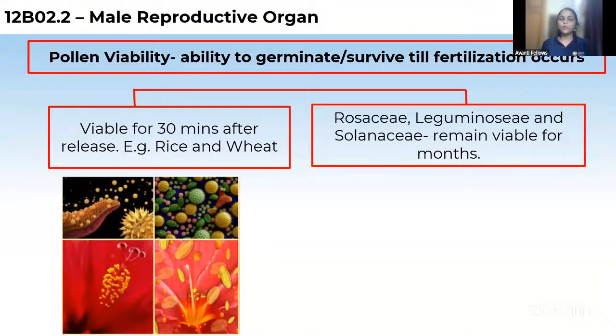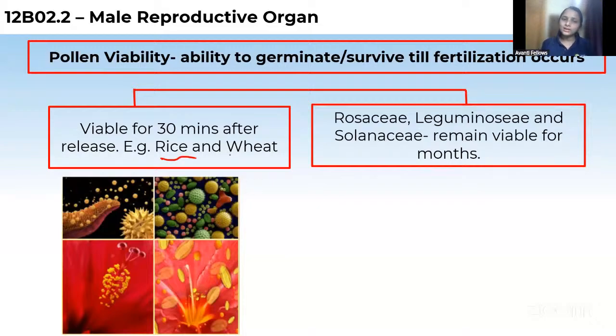Let us go to the next one, that is pollen viability. In the last class also we discussed pollen viability. Some pollen grains have very little time. Within that viability period only, it has to fall on the stigma and fertilization has to happen. Otherwise, the fertilization will not be successful. Some pollen has viability of only 30 minutes. Within 30 minutes, it has to reach the stigma and fertilization has to happen. Otherwise, there will be no fertilization.